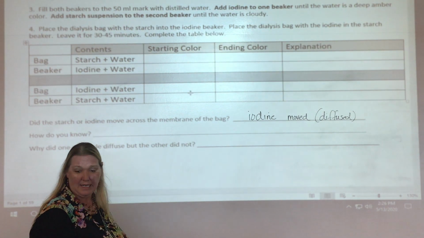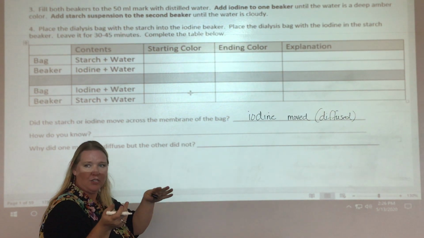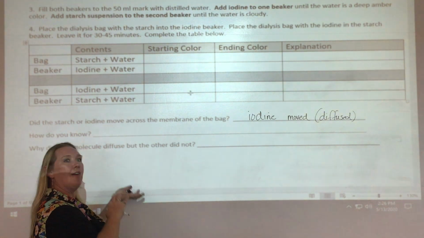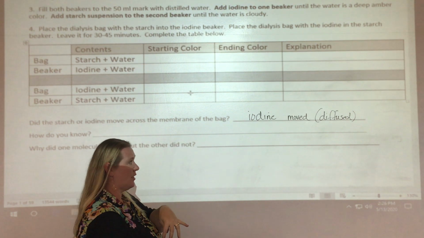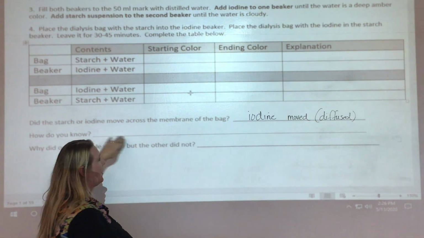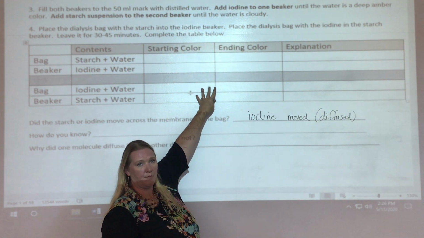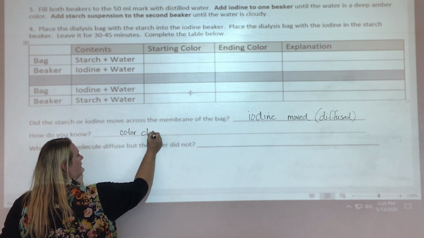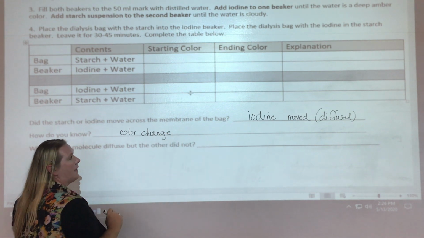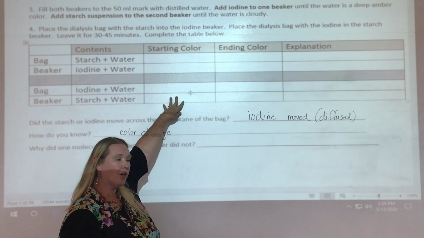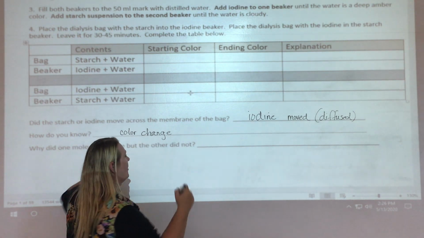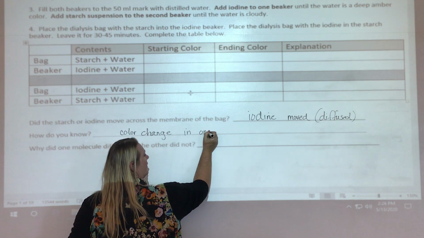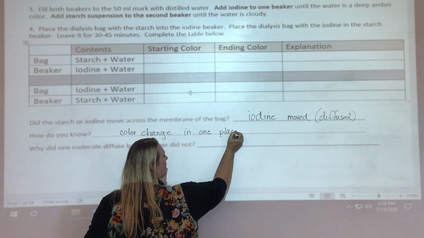Because I didn't add sugar, I didn't give it ATP, I didn't hook up electricity, I didn't heat it up. I didn't give it anything extra. So it just moved from an area of high concentration to an area of low concentration. And how do we know that? Well, we know that because of the color indicators that we filled into our chart. The color change that we saw here in our chart, where it only changed colors in one place for each of those.